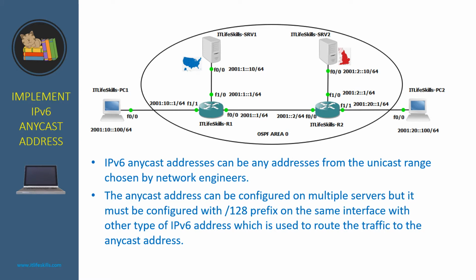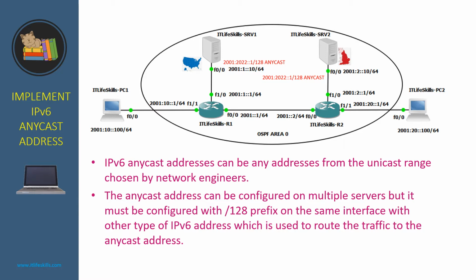Let's learn about IPv6 AnyCast address and how to implement it. As you may know, IPv6 AnyCast addresses can be any addresses from the unicast range chosen by network engineers. The AnyCast address can be configured on multiple servers, but it must be configured with the /128 prefix mask on the same interface with another type of IPv6 address, which is used to route the traffic to the AnyCast address.